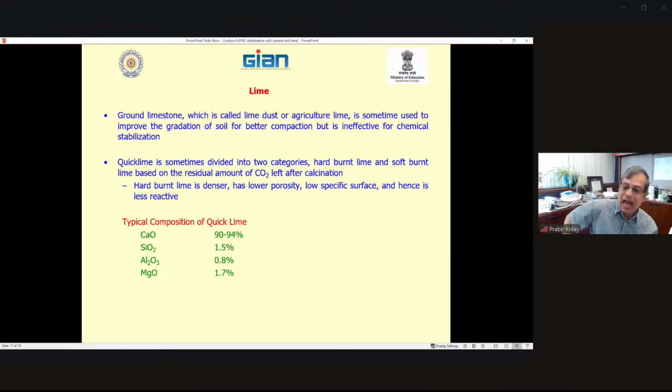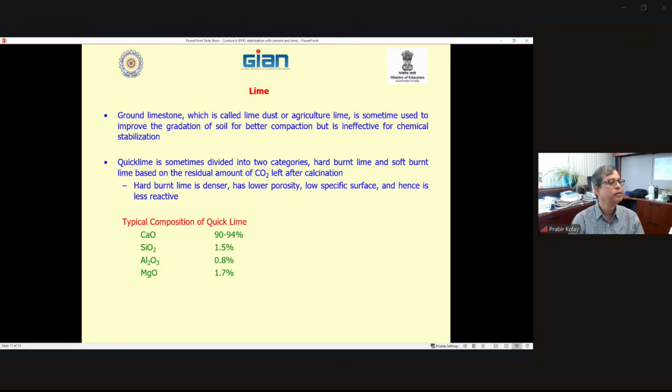Now, if it is lime used, what is going to happen? Lime again has different types. One is limestone, that is agricultural lime, so we don't want that. There is quick lime, there is hydrated lime. The composition of lime is basically calcium oxide, the main composition, 90 to 94%. Silica is 1.5%. Alumina is 0.8.